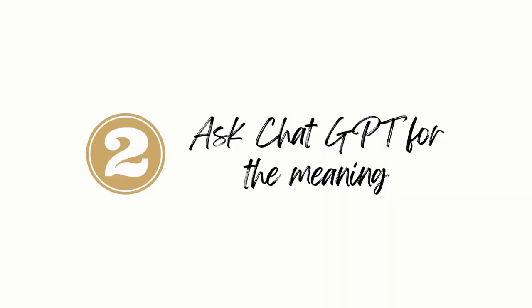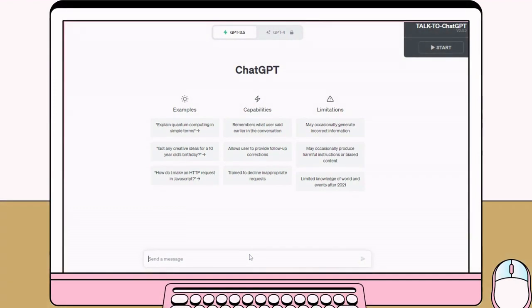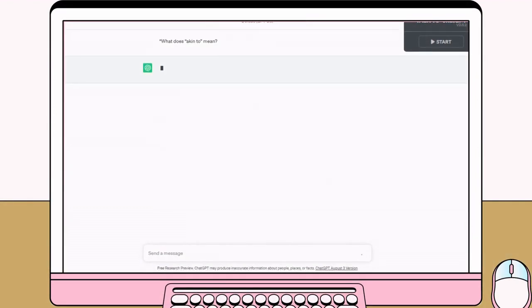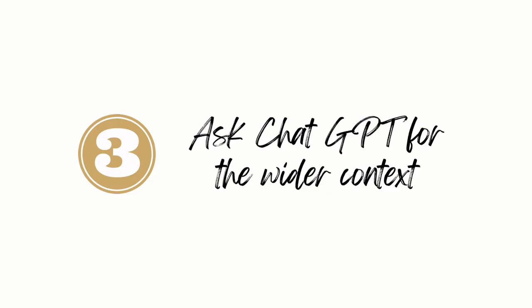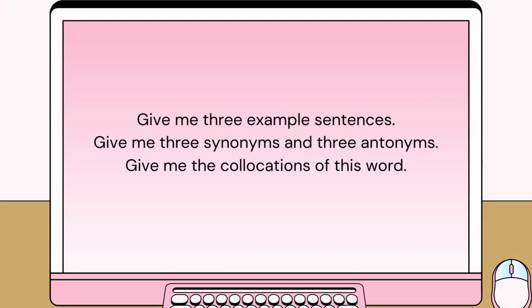Step 2. Ask ChatGPT for the meaning. What does akin to mean? Ask ChatGPT for the wider context. Give me 3 example sentences. Give me 3 synonyms and 3 antonyms. Give me the collocations of this word.